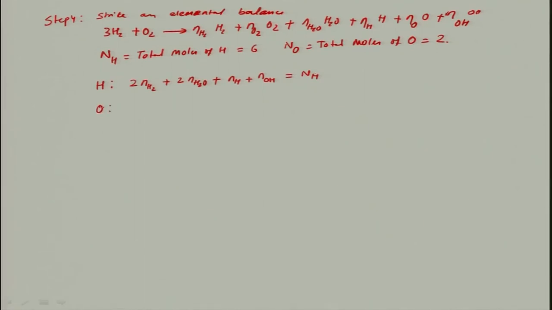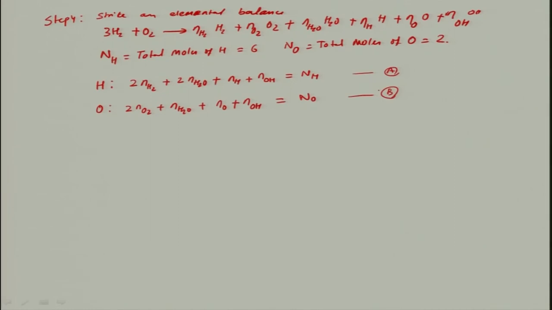Similarly, O, I will get 2 NO2, right, and N water, because this is 1 O in the product, and this is 0 because there is no O, and in this case it will be NO plus NOH is equal to NO, right. Let us say this is equation A, this is B, what else? I will just divide it, right.